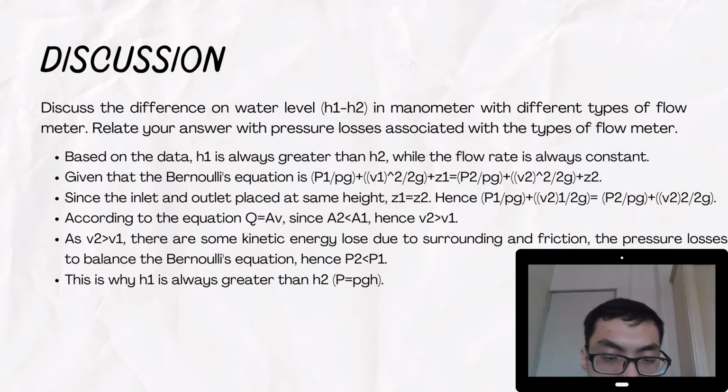Since our area at outlet is smaller than area at inlet, our velocity at outlet is bigger than our velocity at inlet. That means there is some kinetic energy lost due to the surrounding and the friction, and our pressure is going to drop to balance the Bernoulli equation. Hence, our pressure at outlet is smaller than our pressure at inlet. So based on the equation of pressure equal to rho g h, our H1 is always greater than H2.